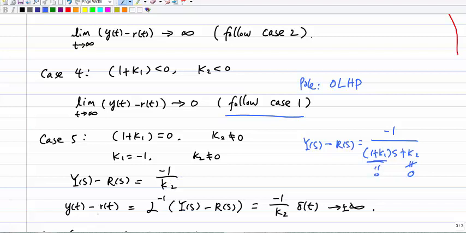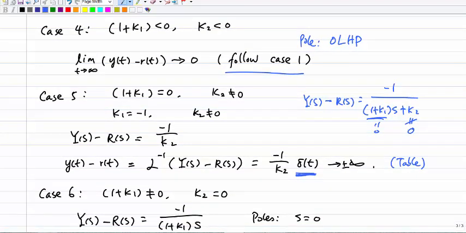And if I do the inverse Laplace transform, L inverse of Y(s) minus R(s), if you use a table, you get negative 1 divided by k2 times the delta function. The delta function will drive it to infinity. Okay, so which means you go to either negative infinity or positive infinity. So you won't have a limit as well. There is no steady state error as well for case number 5.